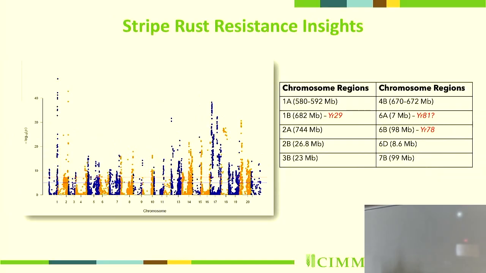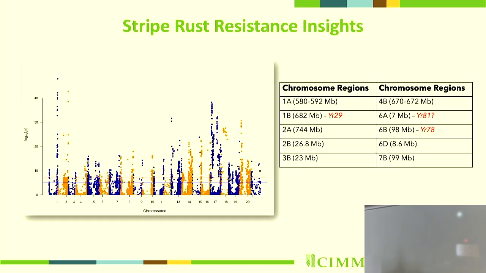Okay, for stripe rust, it was not as much as what we found for the stem rust, but still it was progress. As most people have mentioned, we do have the 2NS translocation. 2NS has Yr17, Lr37, and Sr38, but that is not effective in Kenya because we have a virulence for Yr17 in East Africa. So that's why we didn't get any region for the 2AS, which was understood as well.